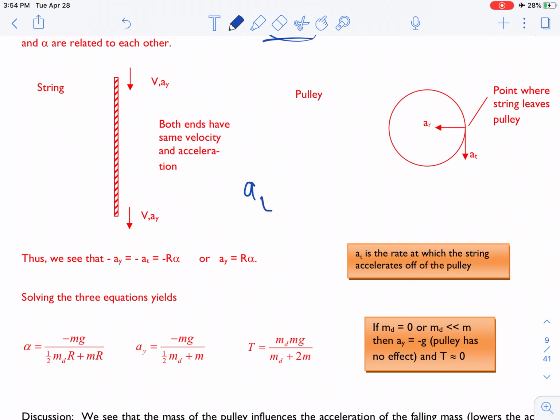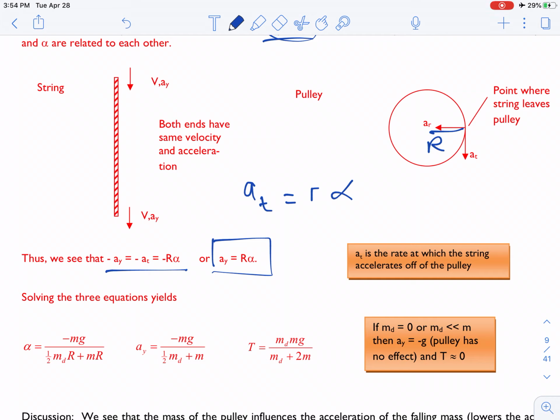The tangential acceleration is what? R alpha, right? So a_t is a_y, and this little r is this radius here, so that is capital R, and you're replacing them. Since the directions point the same way, that's what we are trying to say here by putting those negatives. At the end of the day, it's going to be the same direction, and you won't have the negative here.